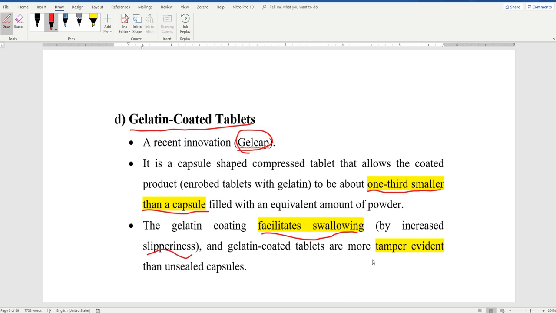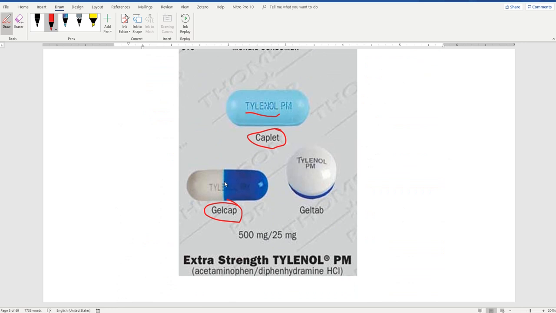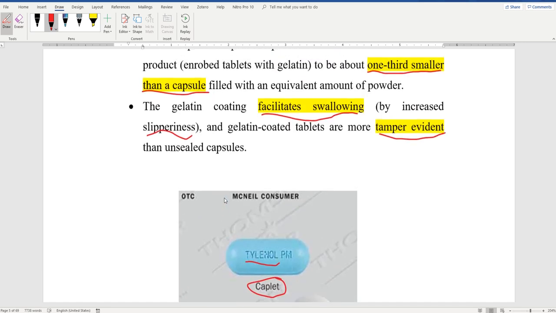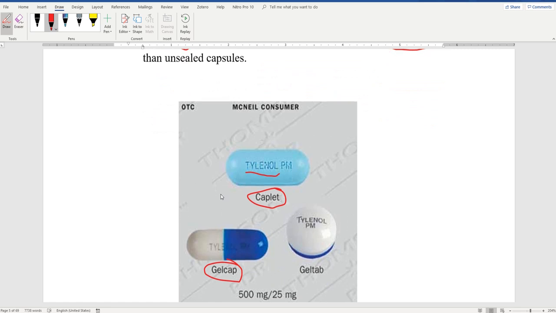Another advantage compared to hard gelatin capsule, it's tamper evident. Now you cannot come here and say, okay, I want to remove the body from the cap. No, you cannot do this because all of it is one piece, hermetically sealed. That's why, of course, it's more costly than tablets and than making a capsule, because you need a special machine for that.